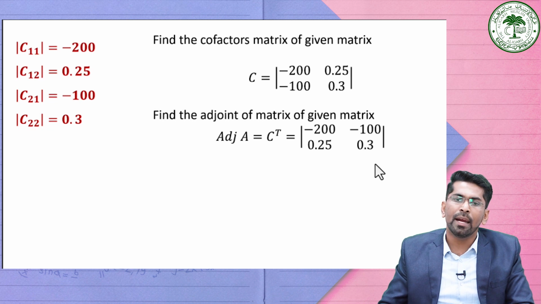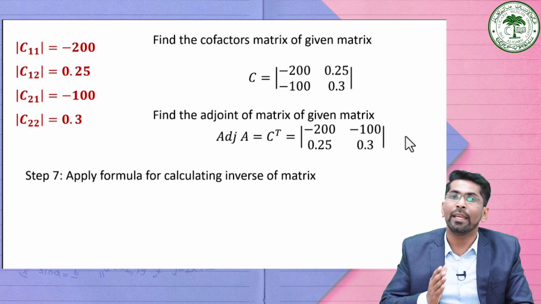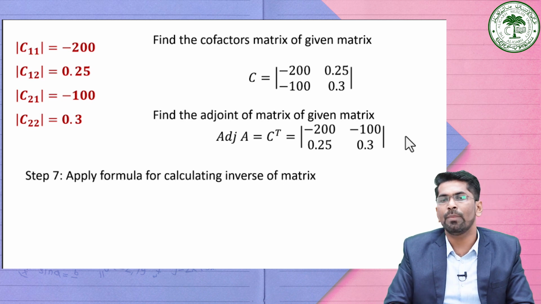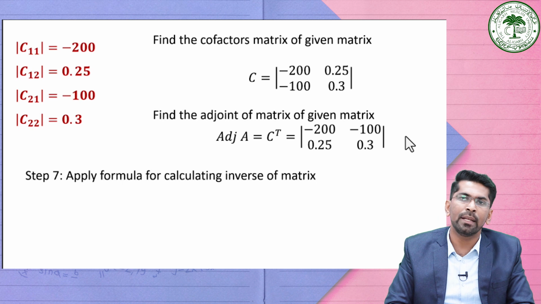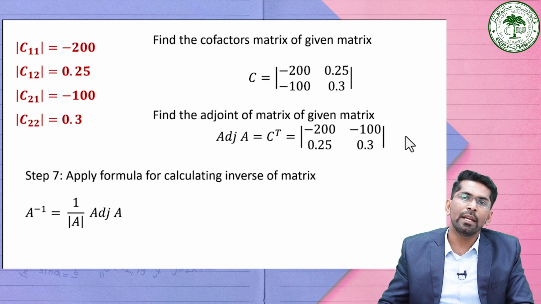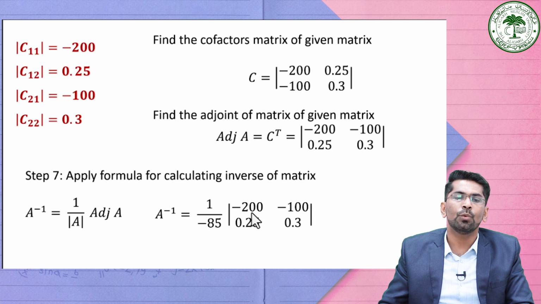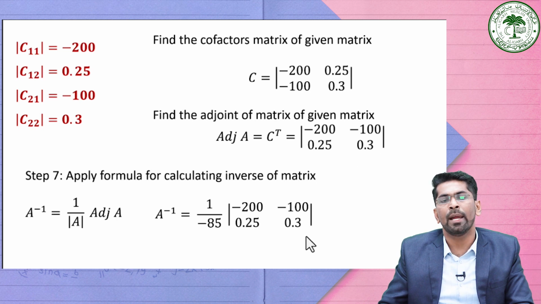See, after finding the adjoint of a matrix, we are going to apply the formula for calculating the inverse of the matrix. What is the inverse of a matrix? We can find the inverse of the matrix by using the formula 1 by the determinant value of A into the adjoint. We have already calculated the determinant value and the adjoint, so we are just going to substitute here. The determinant value is equal to minus 85 and the adjoint, which we estimated here, is minus 200, minus 100, 0.25 and 0.3.